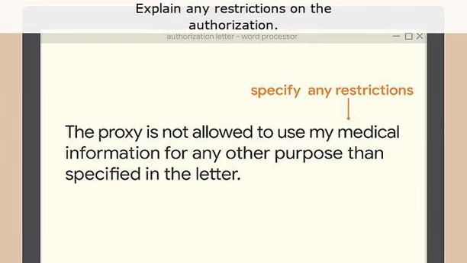Step 6. Explain any restrictions on the authorization. You may also want to identify the areas that you are not authorizing. For example, you might say that the proxy is not allowed to use your medical information for any other purpose than specified in the letter. Or, you might say that the proxy is not allowed to make certain financial decisions on your behalf without prior written consent.